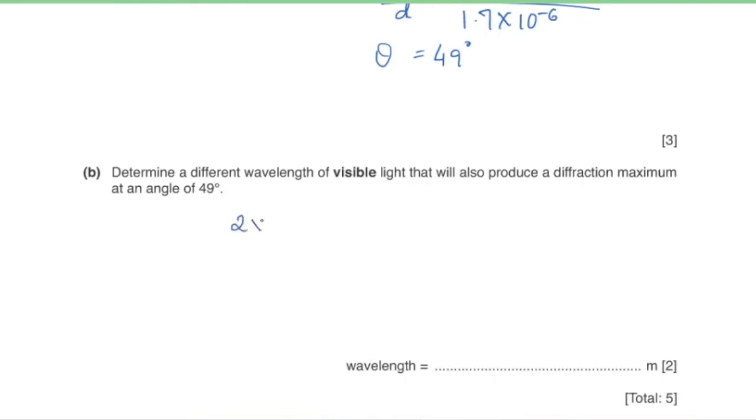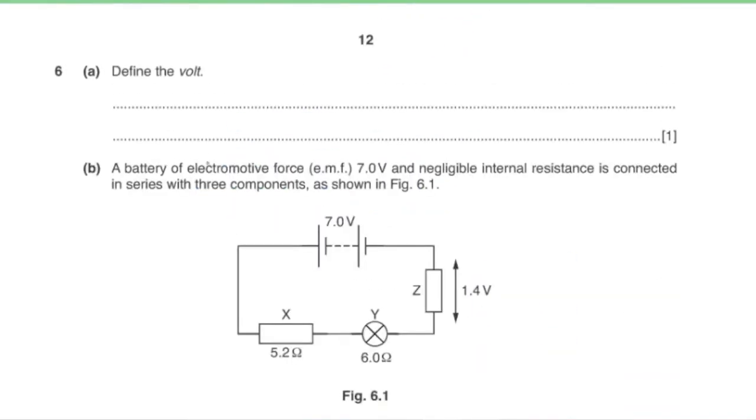So 2 times 640 times 10 to the power negative 9, this is the previous record. The newer record would have the maximum order forming increased by 1, multiplied by the newer wavelength, which will be a shorter one. So that leaves me with 4.3 times 10 to the power of negative 7 meters of wavelength. Question number 6, part A, define the volt. So 1 volt is joule per coulomb.